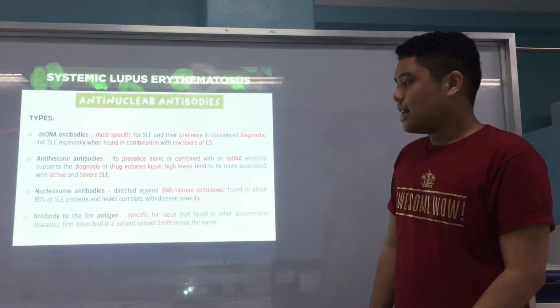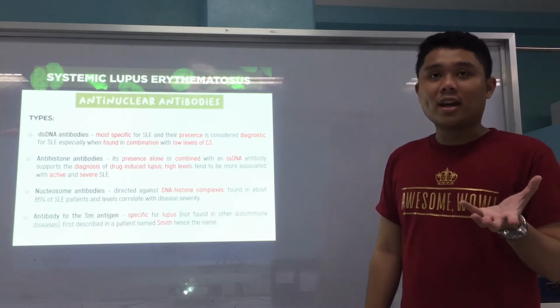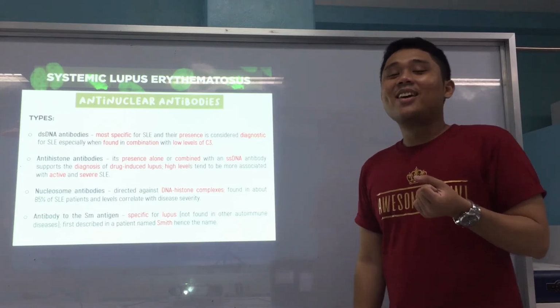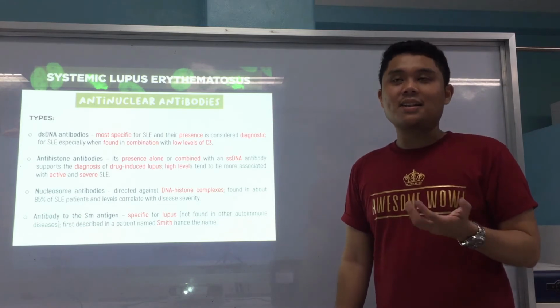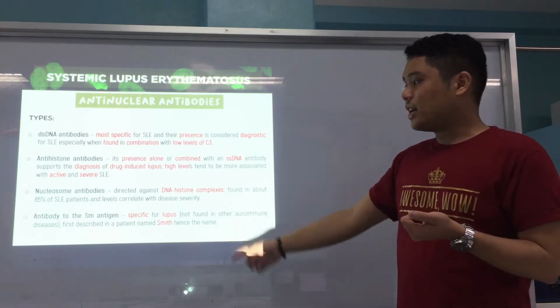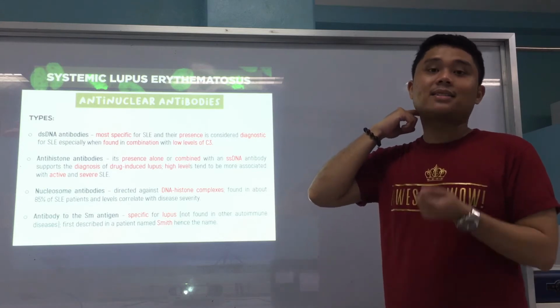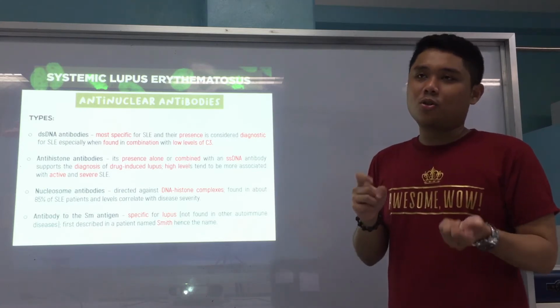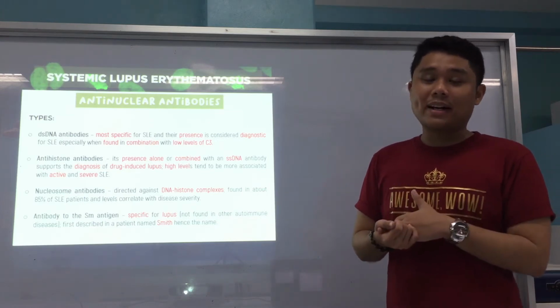Next, you have the antibody to the Sm antigen. Recall, your Sm antigen is an extractable nuclear antigen, ENA, right? And this Sm antigen is also considered specific for lupus because it can only be found in SLE. So you have two specific ones: you have dsDNA and you have antibody to Sm antigen.